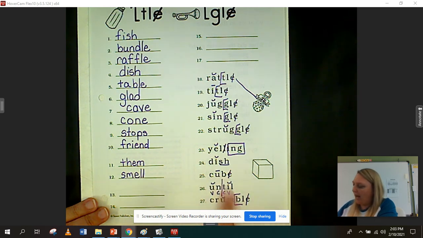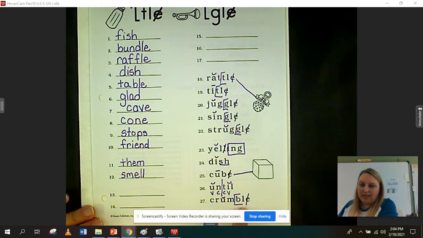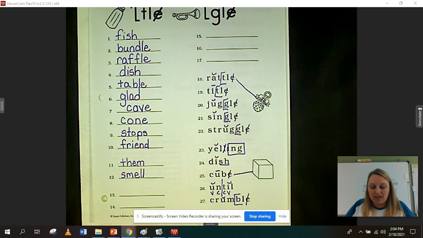Then we have dish, dish, cube, cube. Hey, friend, there that is. That's a cube. And then we had a vowel, consonant, consonant, vowel, until. And our last one was crumble, crumble. All right, friend, I hope you did a good job coding your words. Until next time, happy reading.